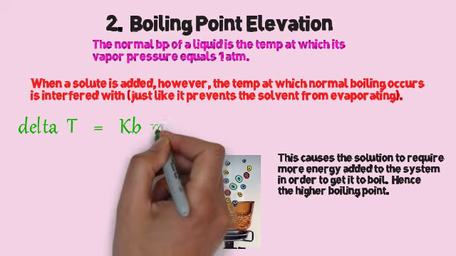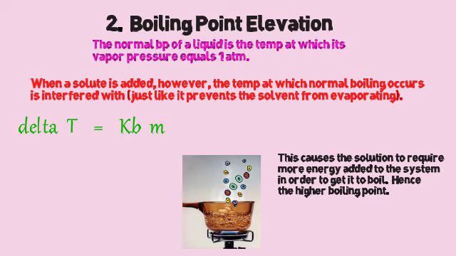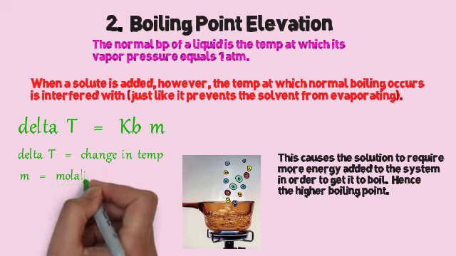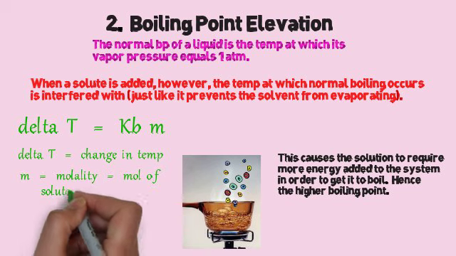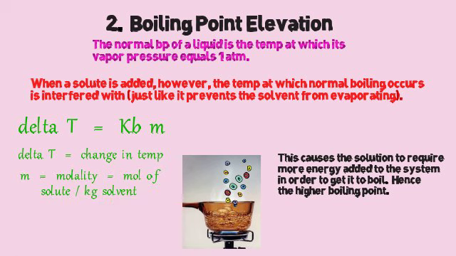So the equation is delta T, change in temp, equals Kb times lowercase m, which is molality. Delta T, of course, is change in temperature. This is for boiling point elevation. Lowercase m is molality, reminding you that it's moles of solute per kilograms of solvent. And Kb is called the molal boiling point elevation constant. And you get that from a table.